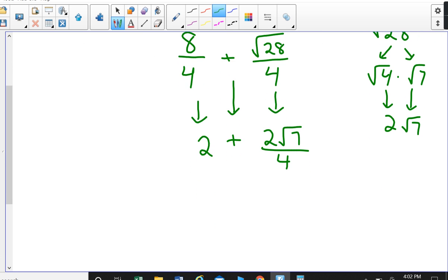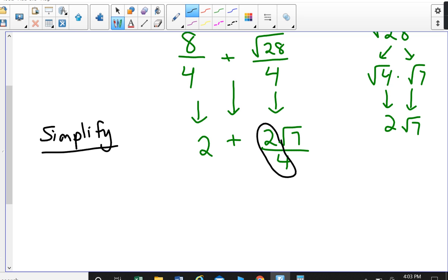Okay, now looking at 2 root 7 over 4, I have a fraction out there. Right now I have two numbers, top and bottom both have a number outside of the radical. So I can simplify that fraction. I'm going to simplify that fraction right here. Okay, that's 2 over 4. Divide the top by 2. Divide the bottom by 2. And 2 divided by 2 is 1. 4 divided by 2 is 2. So instead of 2/4, we could write 1/2.